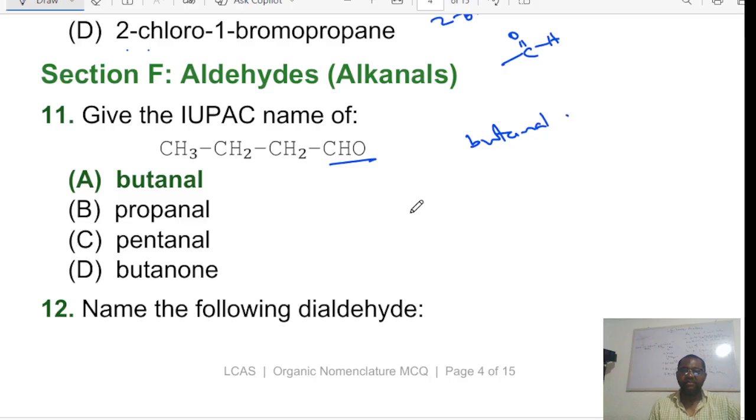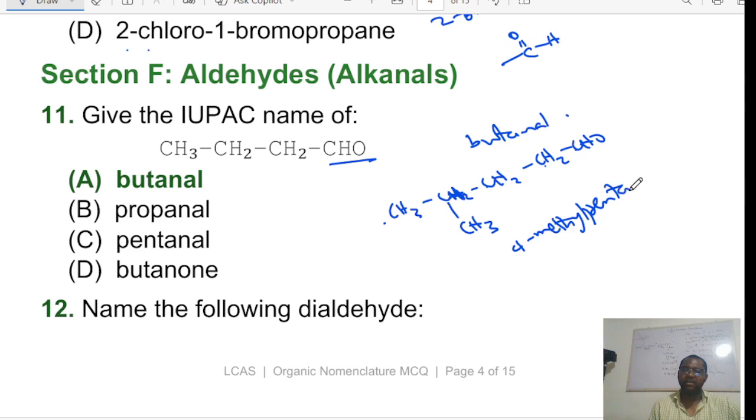So even if I have CH3, CH2, CH2, CH2, CHO, and let's say here not CH2, let's say here I have CH, then CH3, the name of this compound is going to be 1, 2, 3, 4, 5. 4, that means 4-methyl. Methyl is in position 4. Then pentanal. You don't need to say pentan-1-al, because it always ends with CHO. So just pentanal. Okay.